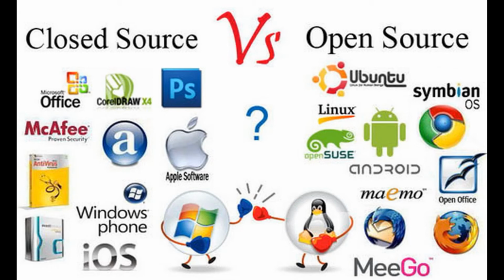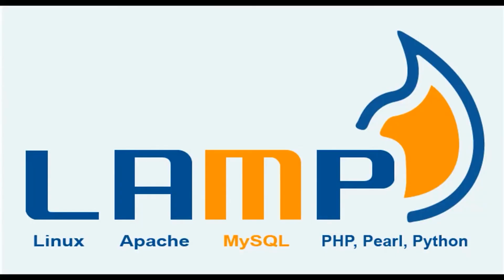Examples of open source software are Linux, which is an open source operating system, MySQL, which is an open source database application, Firefox, and the Android operating system. A well-known open source combination is known as a LAMP stack, consisting of Linux, Apache, which is an open source web server, MySQL, and a programming language, such as PHP, Perl, or Python. We will be building one of these and working with it for our class project.